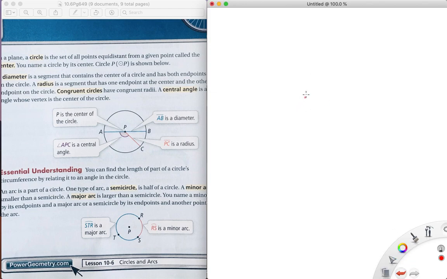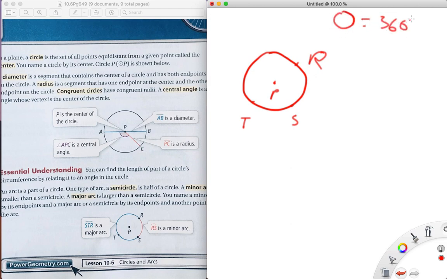We have things called minor and major arcs. So we have this circle. We have point P, and then we have this point R, I guess uppercase R, point S, and then point T. So a whole circle, completely round, is 360 degrees, right? A semicircle is 180 degrees. It's just half, right? Half of 360.